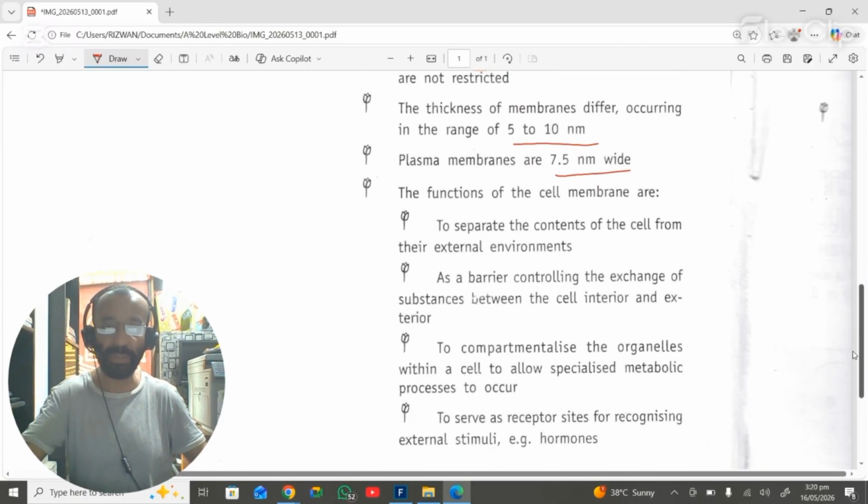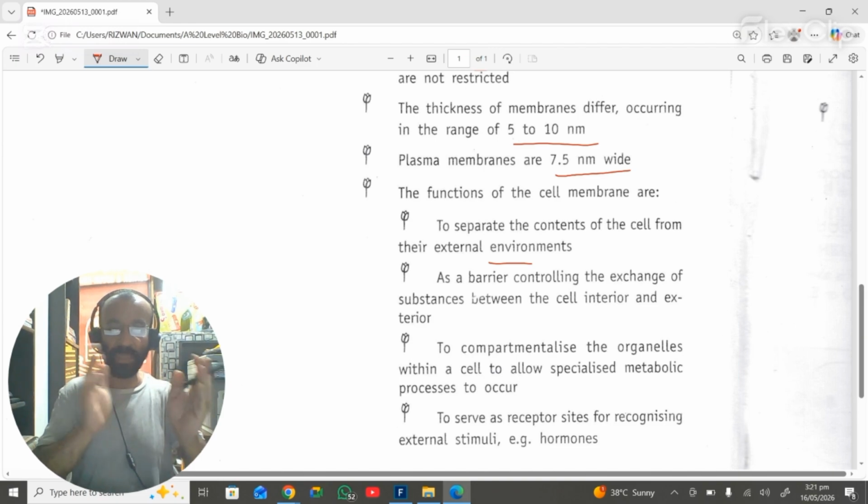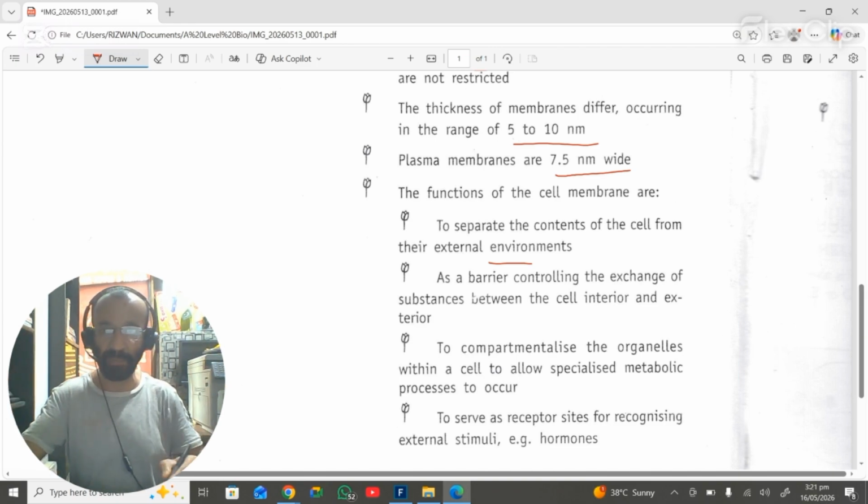Now we are going to read some functions of the cell membrane. Number one, the first and very important function of the cell membrane, is to separate the contents of the cell from their external environment. So they act like a barrier or a wall to separate the contents of the cell from the external environment.